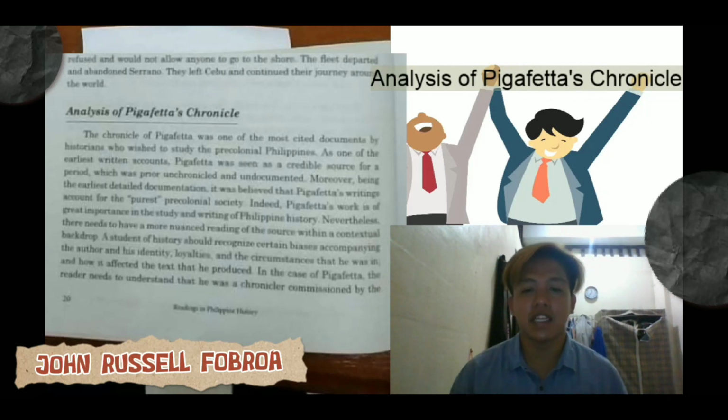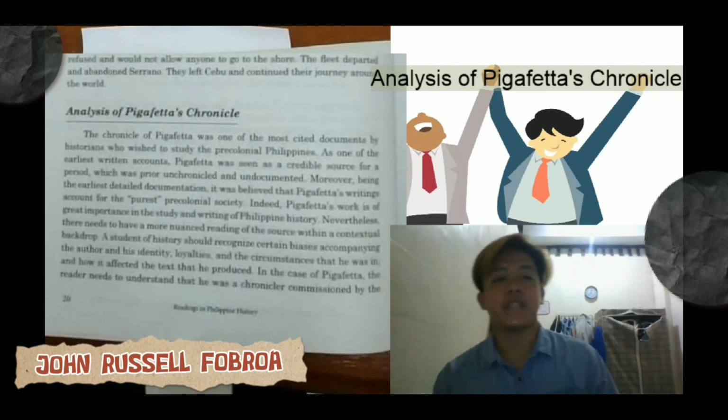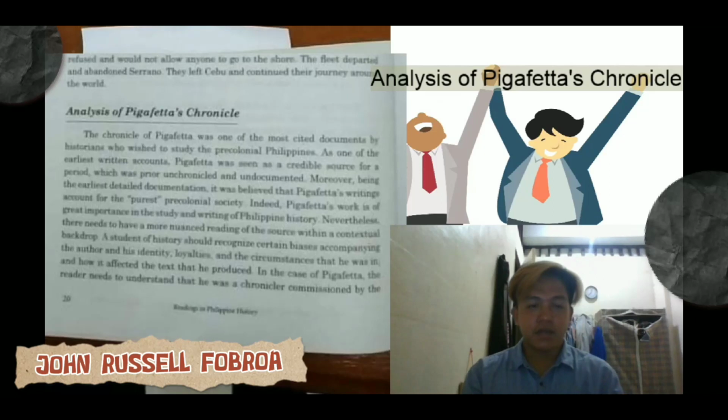Tapos, siya ay isa sa mga nag-assist o gumawa ng journal about sa mga lokal na lingwa dito sa Pilipinas. Example, ito yung Cebuano. Isa sila sa mga gumawa ng mga journal na pag-translate ng iba't ibang local language dito sa Pilipinas. So, start sa ating mismong topic, analysis of Pigafetta's Chronicle.